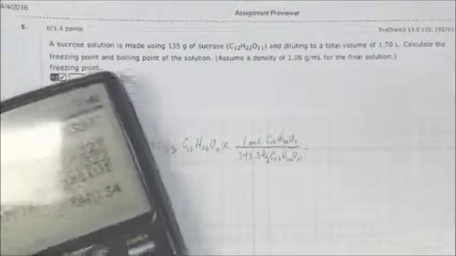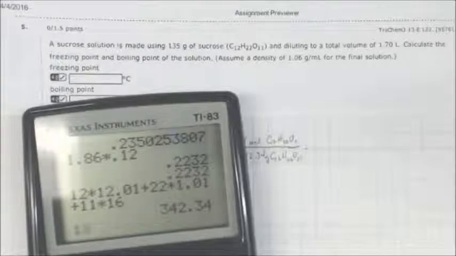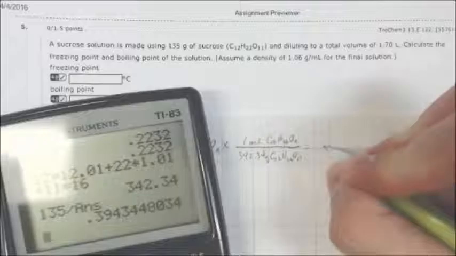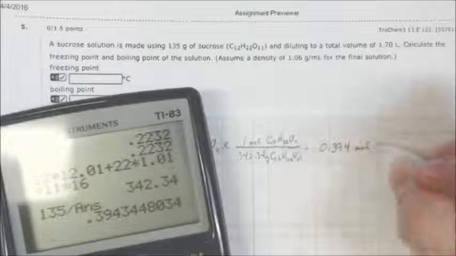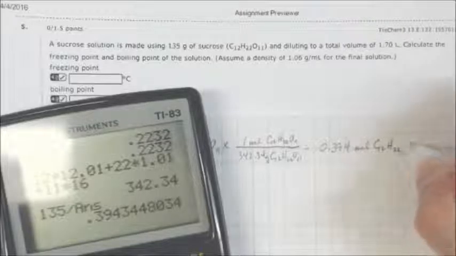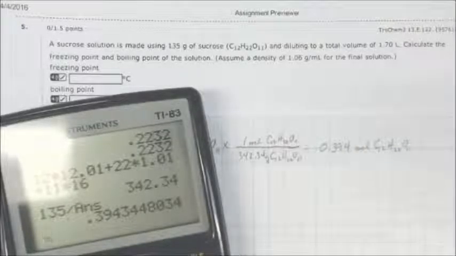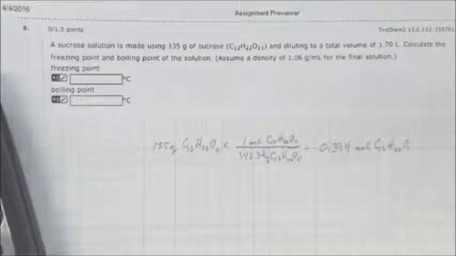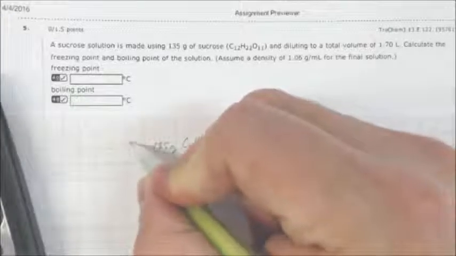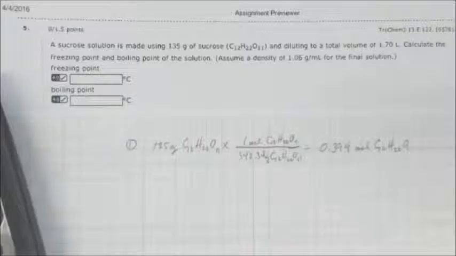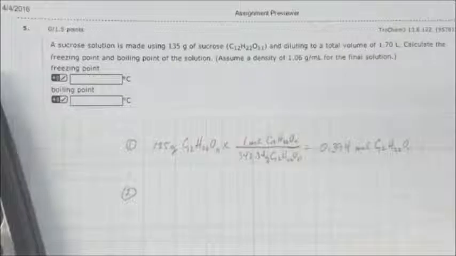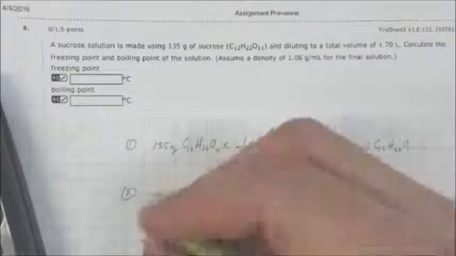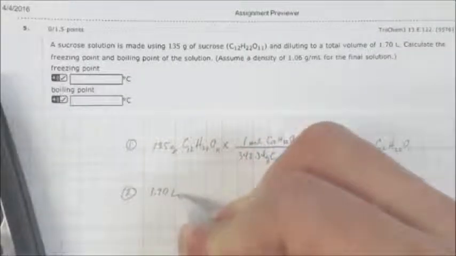So that gets the moles. Let's take that 135 grams and divide by that previous answer. That gives us 0.394 moles, keeping 3 sig figs, of C12H22O11. All right, so that's the moles. We'll consider that kind of the first step right there. The second step is going to be to figure out the number of kilograms of solvent. And we're going to start with that 1.7 liters of solution.